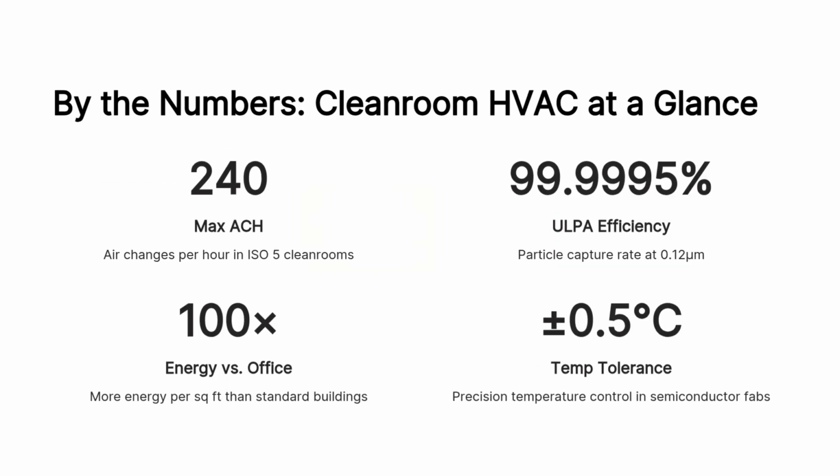ISO 5 cleanrooms require up to 240 air changes per hour. HEPA filters capture 99.9995% of particles at 0.12 micrometers. Cleanrooms consume 100 times more energy per square foot than standard buildings. Semiconductor fabs maintain a precise temperature tolerance of plus or minus 0.5 degrees Celsius.